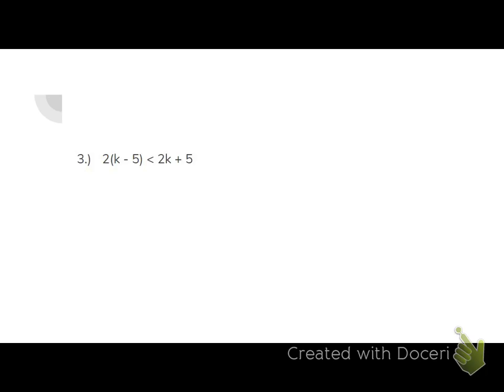Distribute would need to be our very first step. So we distribute the 2. 2k minus 10 less than 2k plus 5. Good. We do want all of our variables to be on the left. That means we need to get rid of this 2k. So like Jasha said, we'll subtract it.